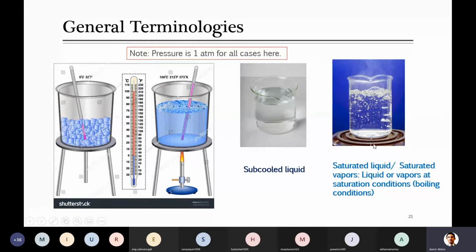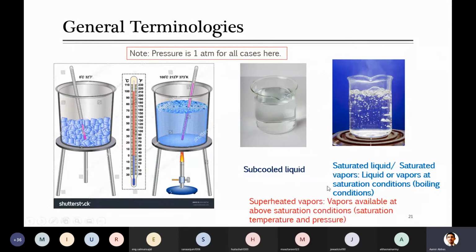Because just see, initially water was at, for example, 25 degrees C. If I add heat, what happens? Its temperature starts rising, and when it reaches 100, then phase change takes place. So when phase change has taken place, this liquid is converted to vapors. Now those vapors can be further heated, and when we further heat those vapors, they are converted to superheated. Any vapor which is available above saturation conditions is called superheated vapor. So when you call this superheated steam, it is actually away from its saturation conditions.